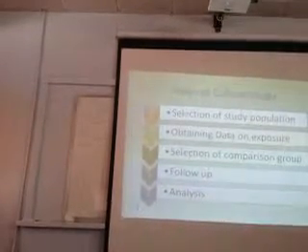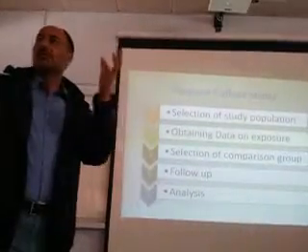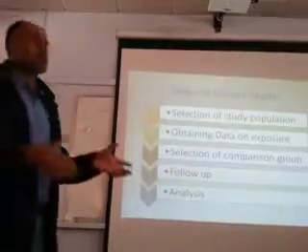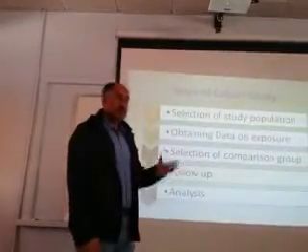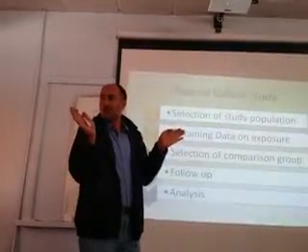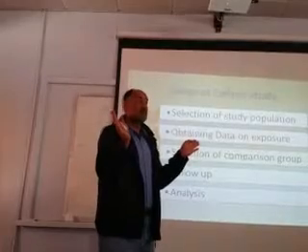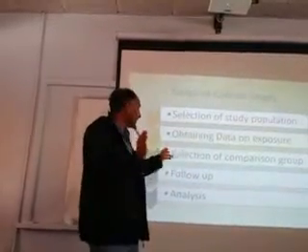So these are the steps in a cohort. If you are doing a cohort in your own research projects, what will you do? You select the population cohort and divide them into two groups: a group which is exposed, and a group which is not exposed. They don't have the disease, please understand. They are apparently healthy people.